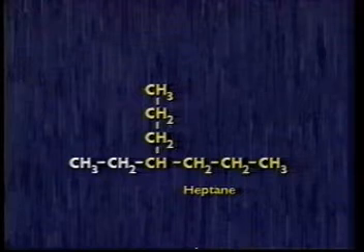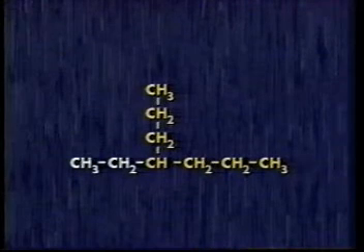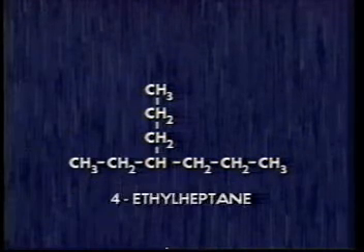If the propane joins at the third carbon, the longest chain has 7 carbons and is heptane. The branch chain is ethane less a hydrogen. This is known as the ethyl group. So the compound is 4-ethyl heptane.